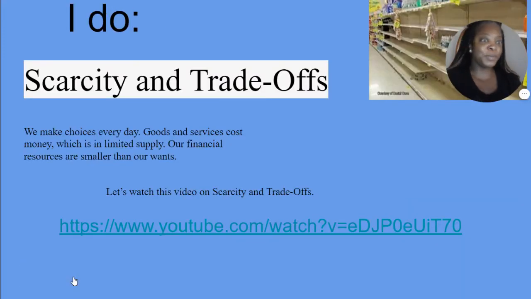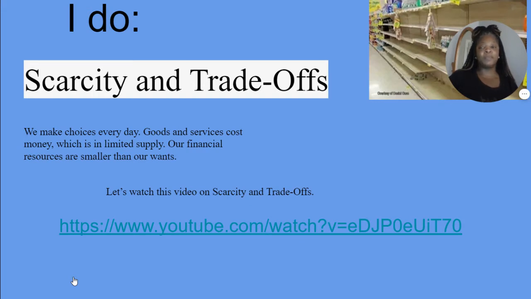So now we're going to be discussing scarcity. These supplies are in high demand, and we're noticing that when we go into the stores, the shelves look bare because there's a very high demand for these supplies. People that have a higher amount of money to purchase these supplies are maybe buying them in bulk. Then other people come in and see shelves that look like this picture you see up in the top right hand corner. So you're going to watch a video called Scarcity and Trade-offs.